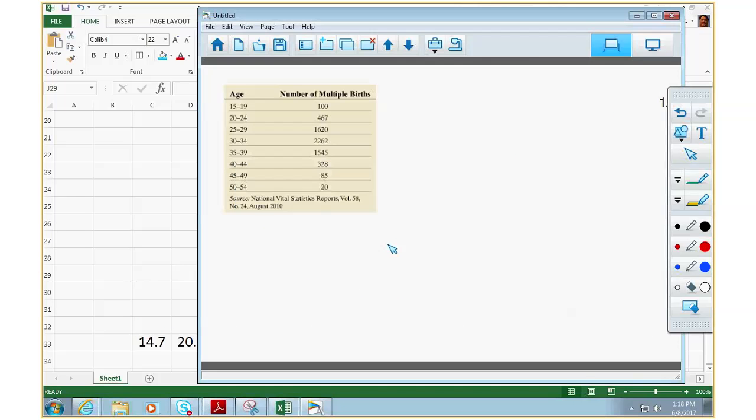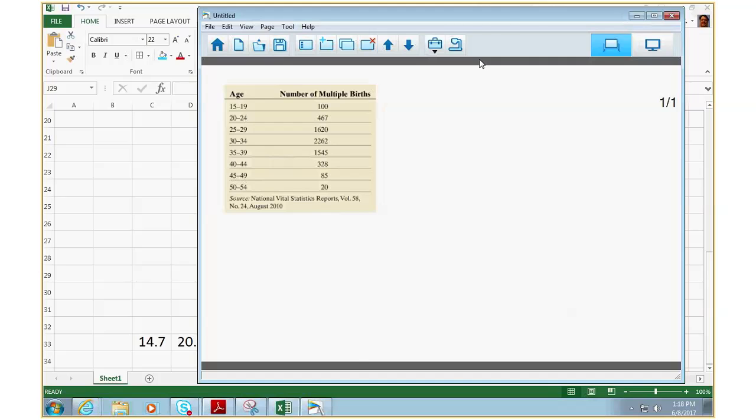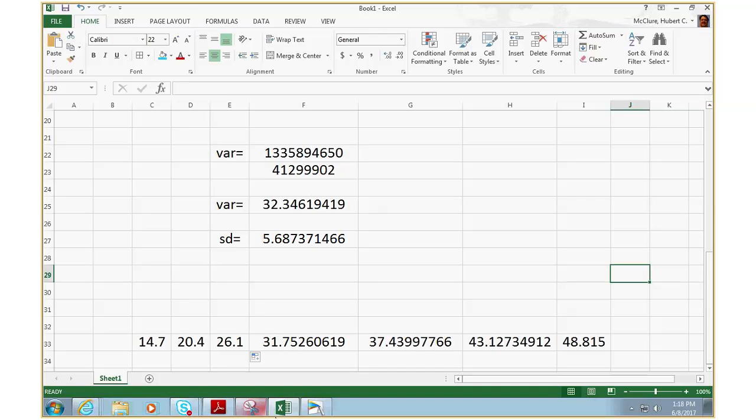There it is. National Vital Statistics Reports. This could be anything in the world. I have no idea what it is. But whatever, what did that say up top? Okay, that's what these are. Is it ages or just multiple births, period? Okay.